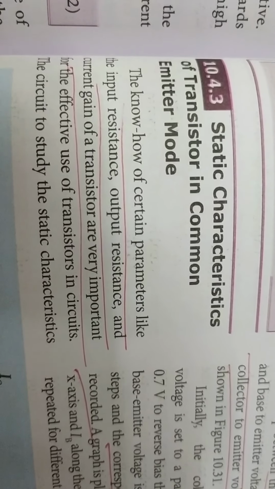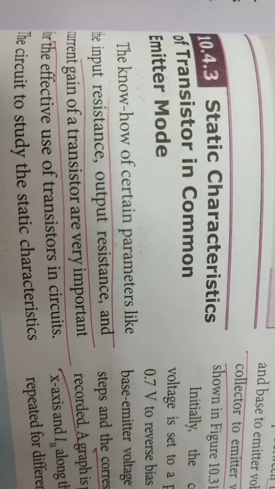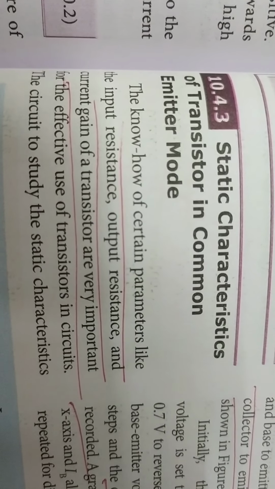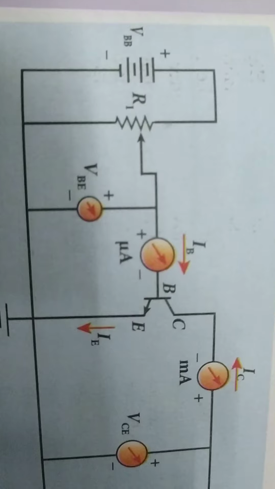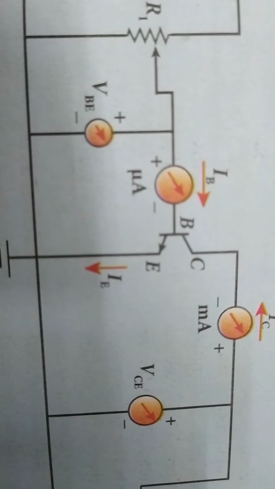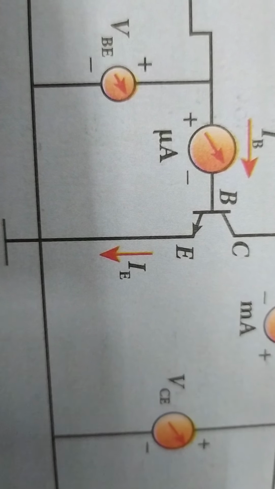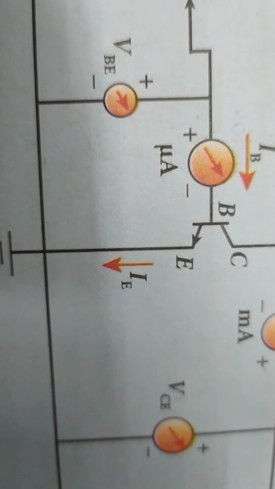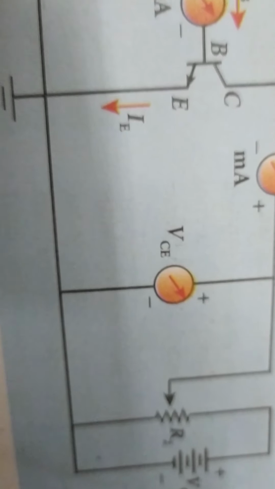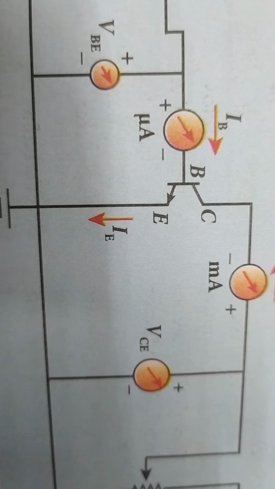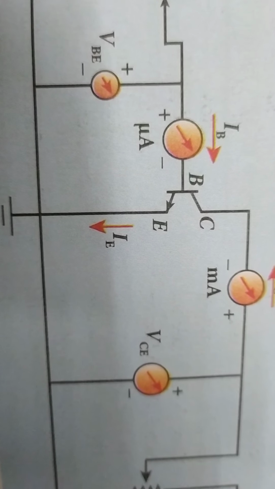Hello girls, today we are going to see about static characteristics of a transistor in common emitter mode. So what is common emitter mode? When you see this circuit, base, collector and emitter, and this is the symbol for transistor. Suppose the emitter is common to both the input and the output, then it is called a common emitter mode. Here E is at the center place, so it is called a common emitter mode.